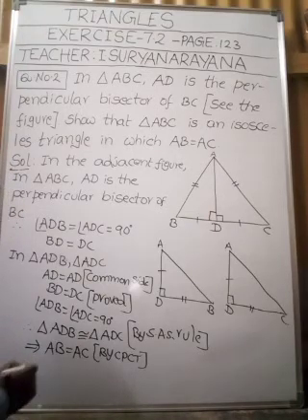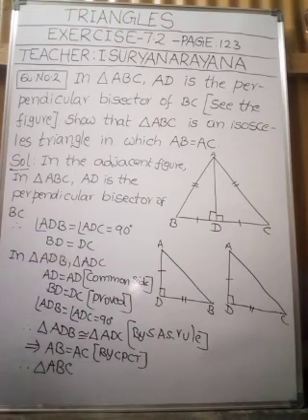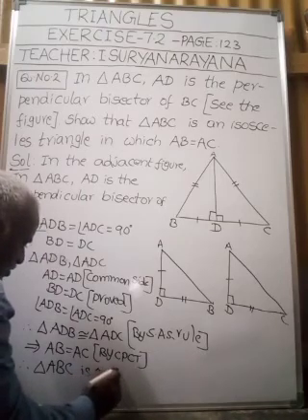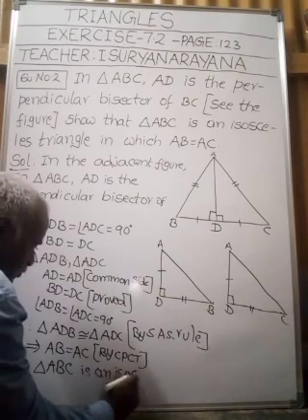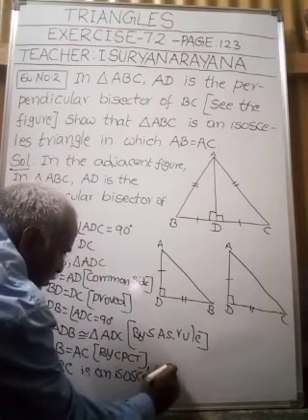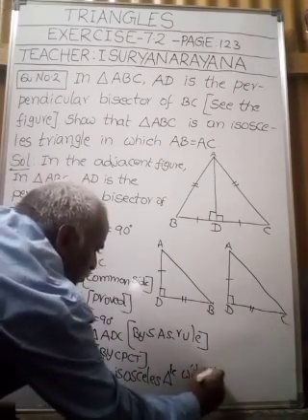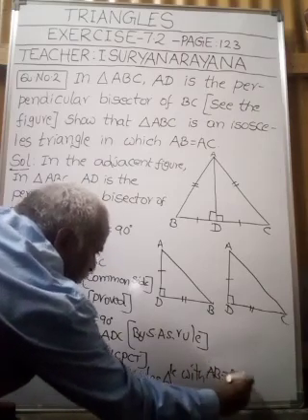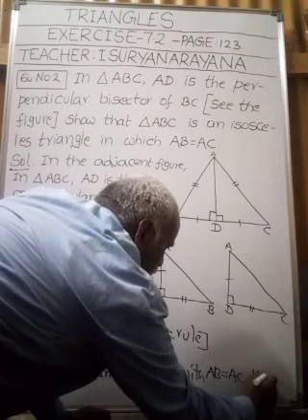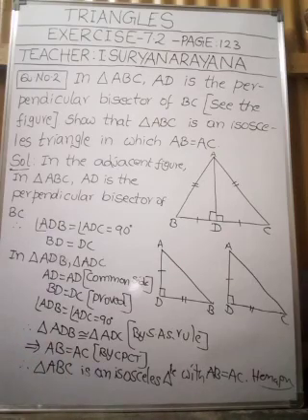Therefore, triangle ABC is an isosceles triangle with AB is equal to AC. Hence proved. Understood, my children? Right.